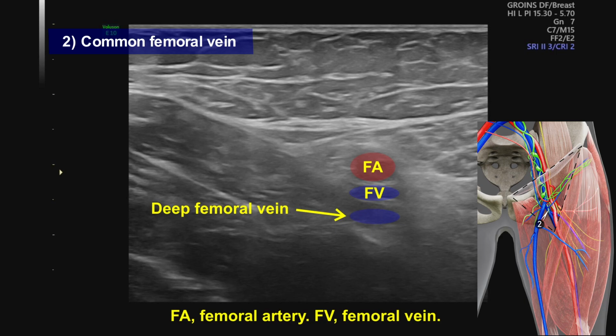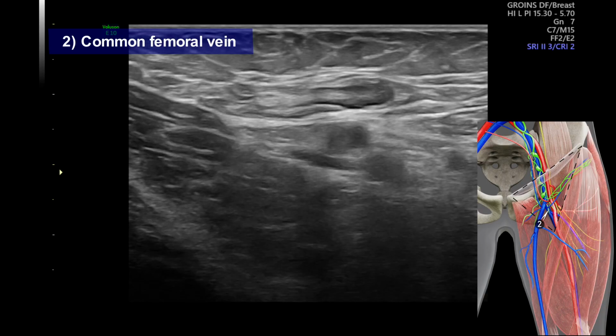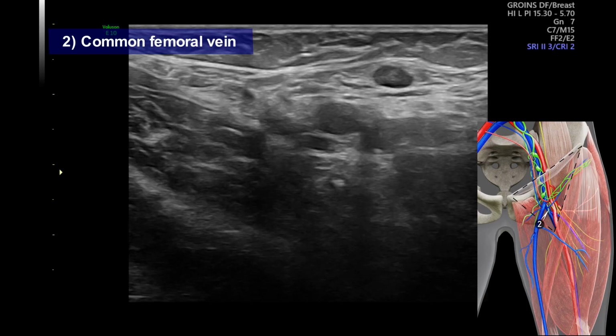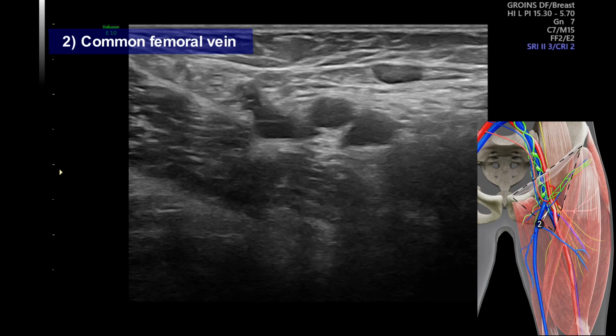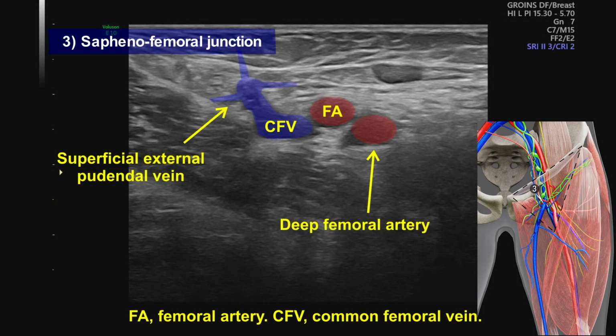This confluence is distal to the saphenofemoral junction and distal to the bifurcation of the femoral artery and deep femoral artery. The common femoral vein becomes medial as the probe is moved towards the inguinal ligament. The long saphenous vein joins the common femoral vein. This confluence is distal to the bifurcation of the femoral artery and deep femoral artery.